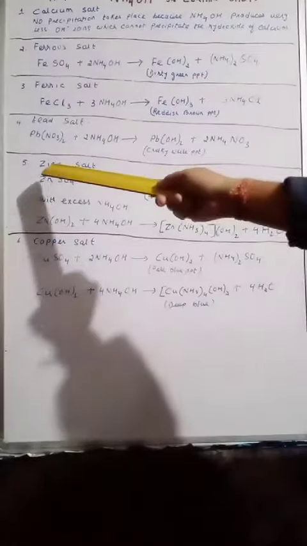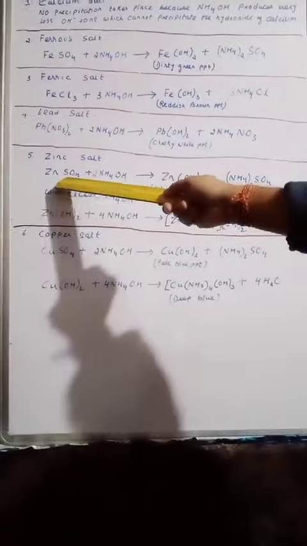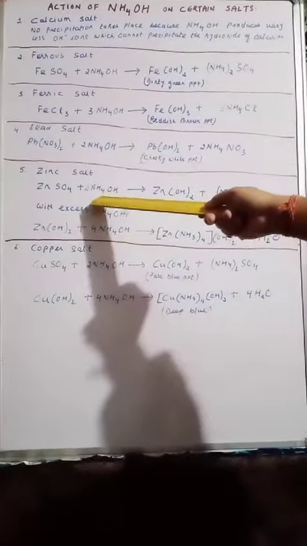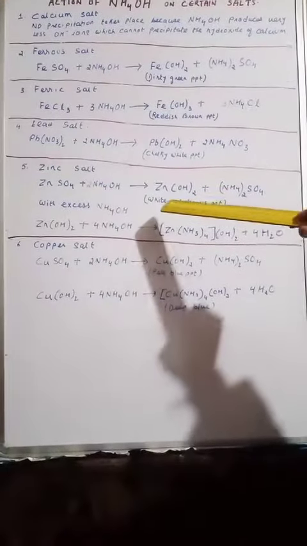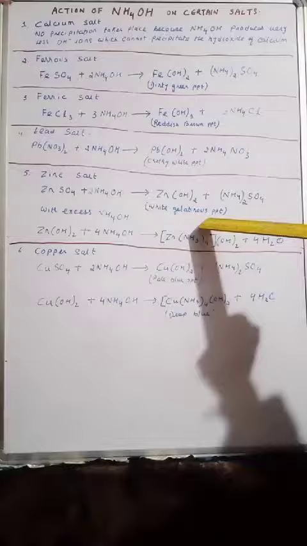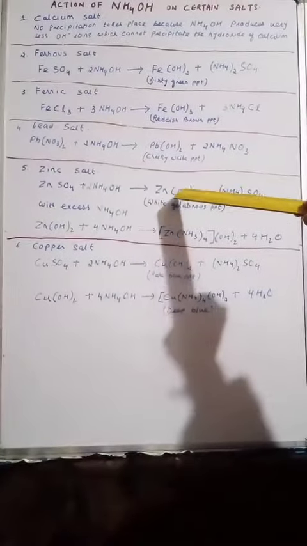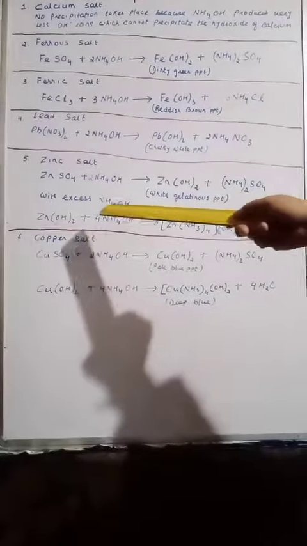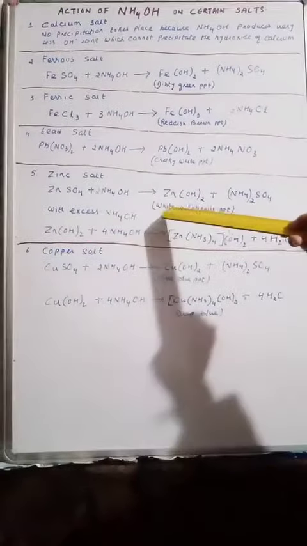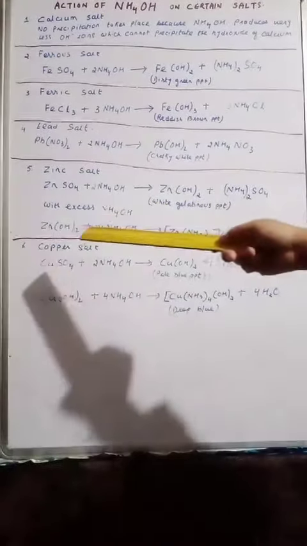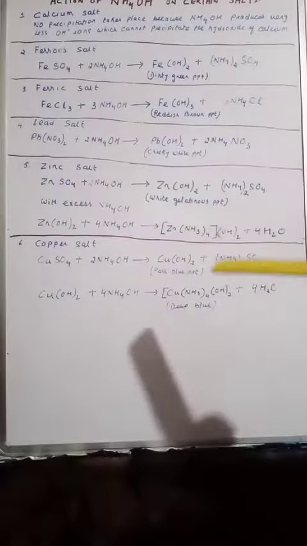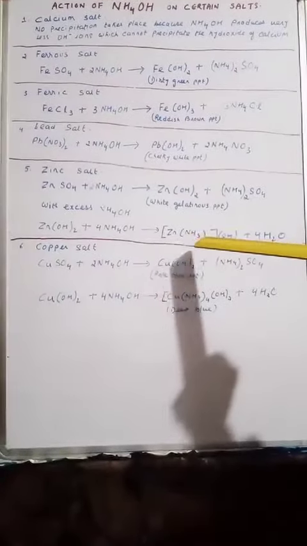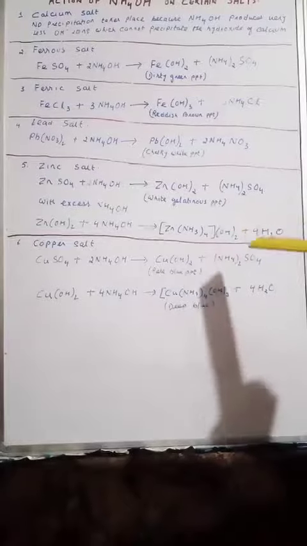Okay, the fifth one is with zinc salt. When zinc salt is treated with ammonium hydroxide solution, we see a white gelatinous precipitate getting formed, and that is zinc hydroxide. And when excess ammonium hydroxide is added to it, the white gelatinous precipitate dissolves, forming a very complex salt, which is known as tetraamine zinc hydroxide.